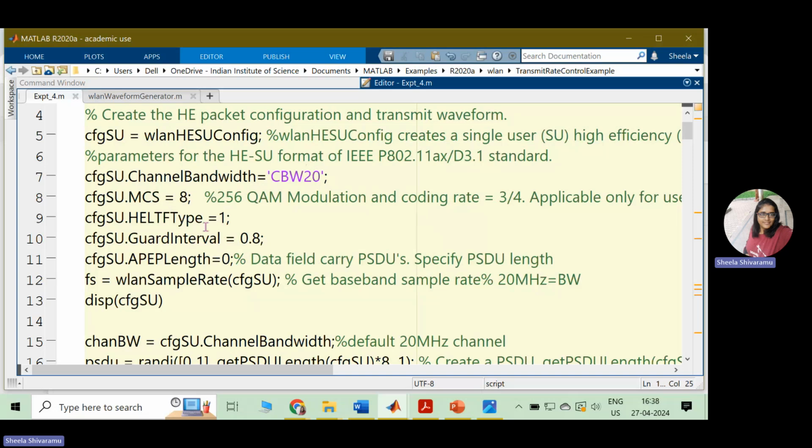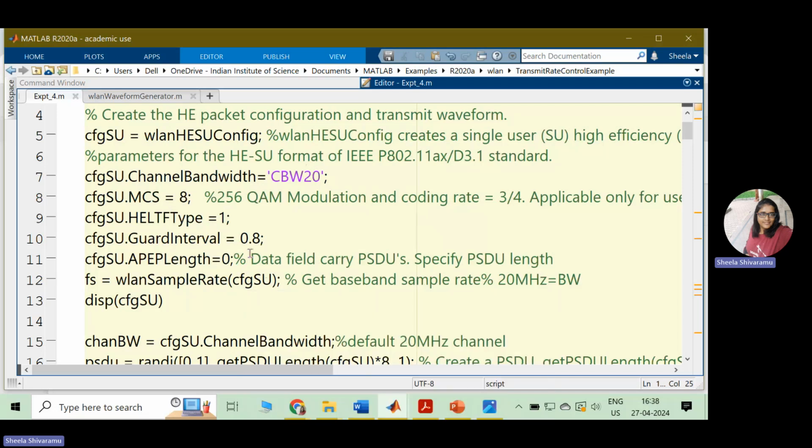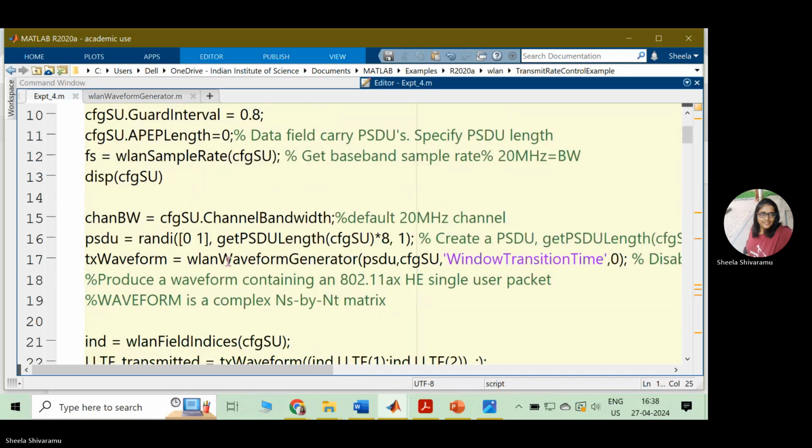And LTF type is 1, guard interval is 0.8 microseconds, and the data field is 0 because I don't do any processing on the HE data field, just because I use only the LLTF field of the packet preamble for channel estimation. So I have set it to 0. Whether you make it non-zero, it is irrelevant for this particular experiment.